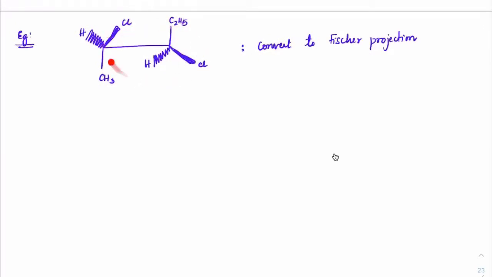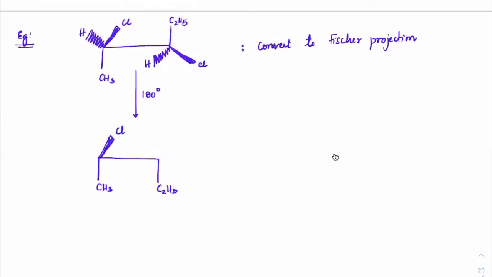Now understand this. One important aspect which I told you about the Fischer projection is that it is always the eclipsed form. So first you have to convert this staggered form into the eclipsed form. Then it would become very easy for you. To convert the staggered form to the eclipsed form, what should I do? I should make a 180-degree turn of either the front carbon or the back carbon. So I'm rotating the back carbon so that this C2H5 comes down. CH3 is already down here.